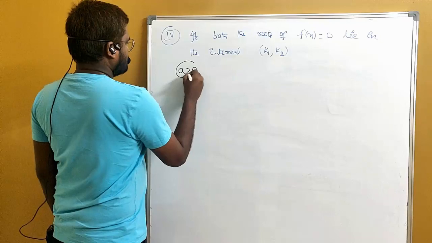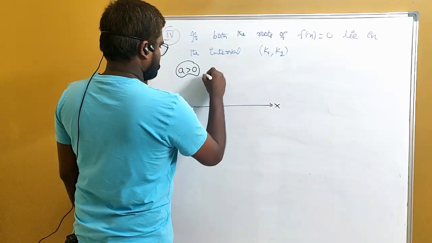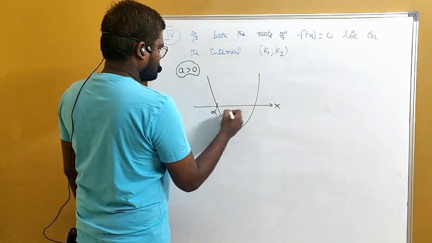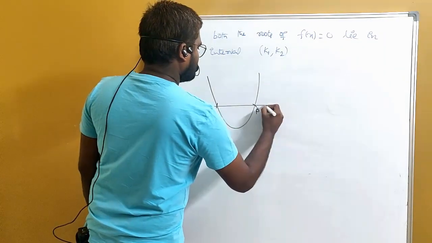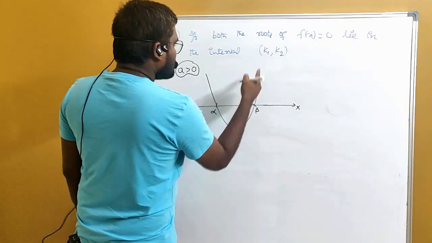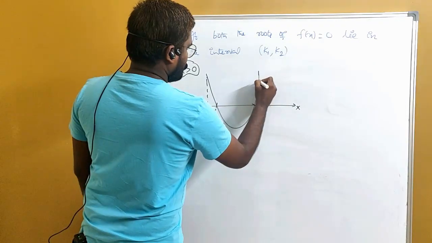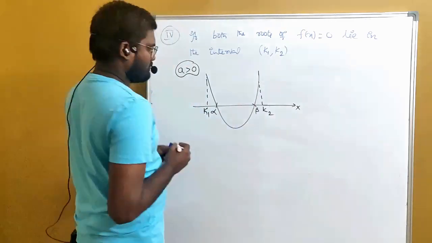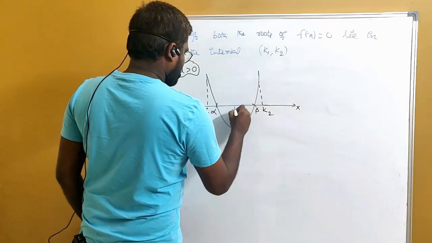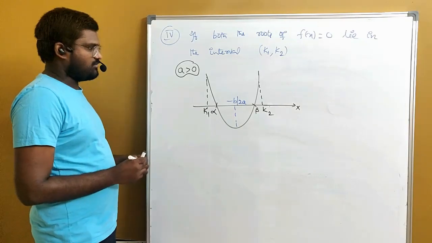When a greater than 0, x-axis. So definitely both the roots, so we will have two distinct roots, alpha, beta. This is x-axis. Now I said these two roots are lying in this interval. So definitely k1 will be on the left side of alpha, k2 will be on the right side of beta. Is it that? Both the roots are lying in the interval k1 and k2. And definitely minus b by 2a also lies in the interval k1 and k2.